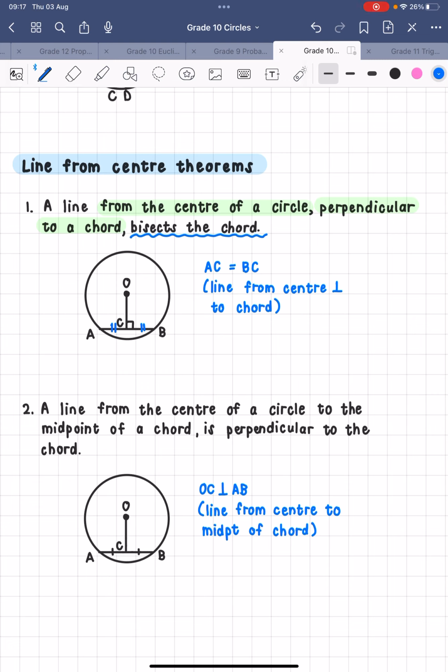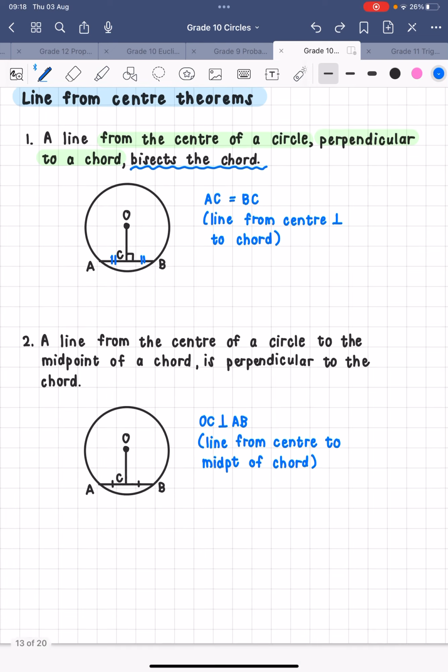The reason that you need to memorize, please: line from center perpendicular to chord. Very self-explanatory. It's basically what the theorem says. It just doesn't include the result of the theorem, so the reason doesn't include the bisecting part. Why doesn't it include that? Because that is in your statement already. So you don't have to put it in your reason as well.